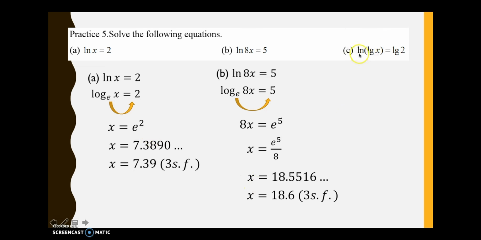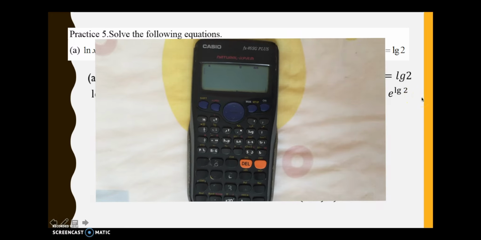Now, what if we get a question such as this, where we have a mix of the natural logarithm, the common logarithm, and this number over here? Now, don't fret, it is actually pretty easy. All you have to do is just change this into logarithm of base e. So we'll change this. Once again, we bring e over, log 2 becomes the power. Now you can easily key this into your calculator. I will show you how now.